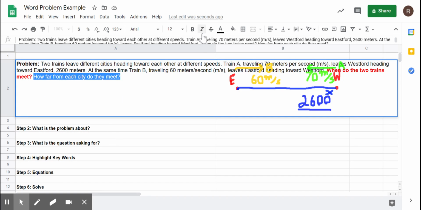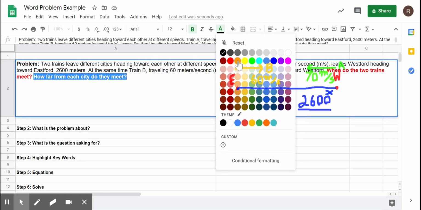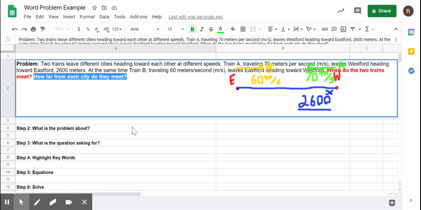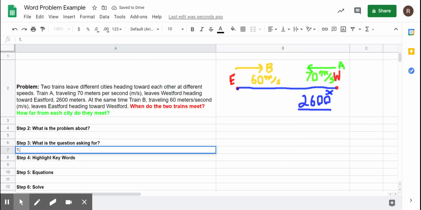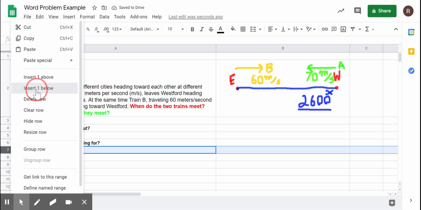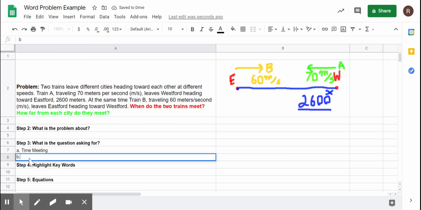So I'm going to go ahead and highlight this again. Oh, and let's make this green. Okay, so part A is going to be this, right? I want to know when do they meet. So at what time do they meet? So time of intercept, or time meeting. Okay, I'm going to add another one below. And then after, I want to know distance from Eastford.